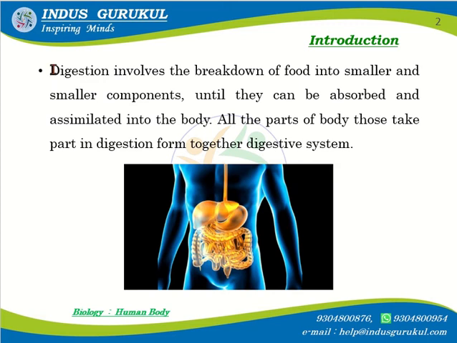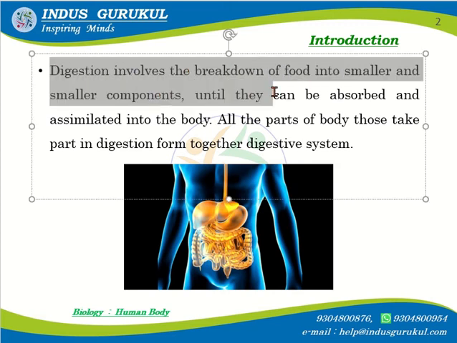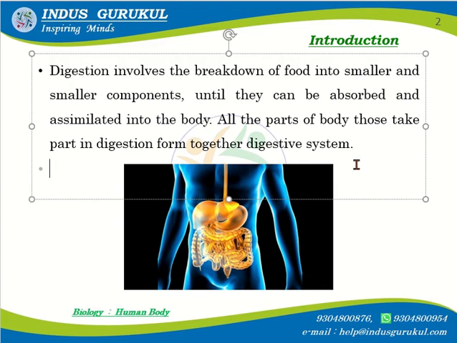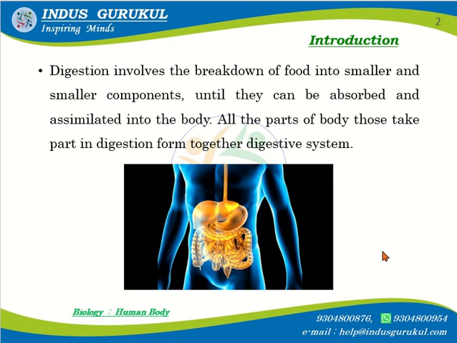As you can see, the definition says the digestion involves the breakdown of food into smaller and smaller components until they can be absorbed and assimilated into the body. And the parts which are all involved in this process of digestion together are known as the digestive system. You can see in the picture what a digestive system looks like.